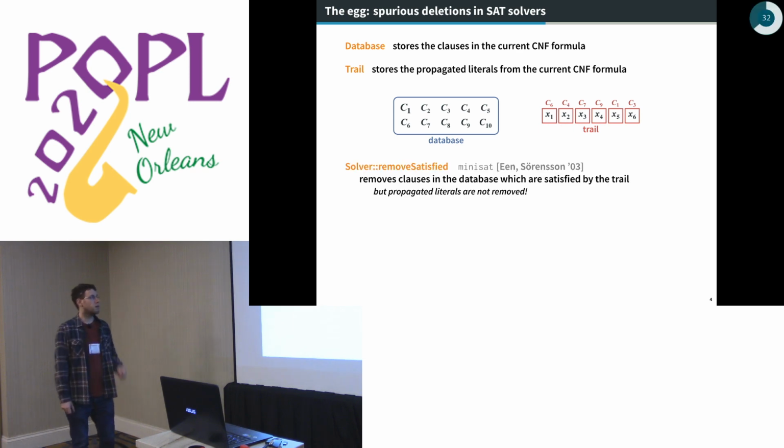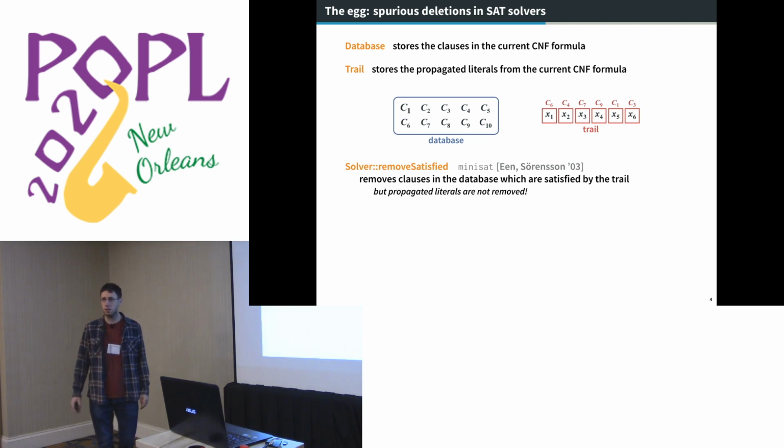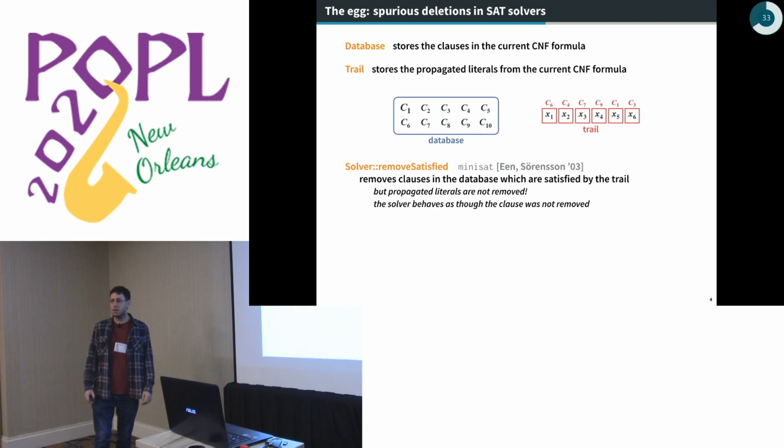Now, if we go to Minisat, which is a very influential solver that was written in 2003, many SAT solvers after that were based on Minisat. It includes one method called solver remove satisfied. This method removes clauses in the database which are already satisfied by the trail. And the rationale is, well, these are satisfied, my trail never decreases, so I may as well just remove them from the memory. Now, the interesting thing is the propagated literals that those clauses triggered are not removed from the trail, which means that the solver actually behaves as though the clause was never deleted from the formula. It's just deleted from the memory, but it's still kept somehow alive in the invariant.